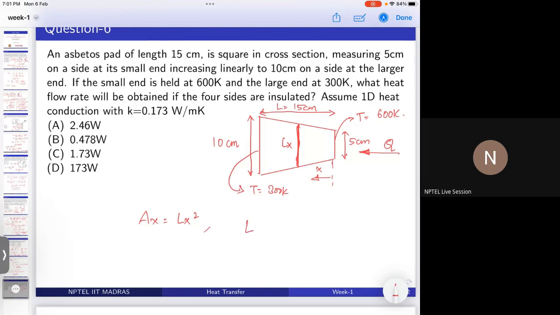So let's assume Lx is equal to some a plus bx. It's a linear variation, right? So at x is equal to 0, Lx is equal to 5 centimeter or 0.05 meters. So 0.05 is equal to A. So we got one constant.